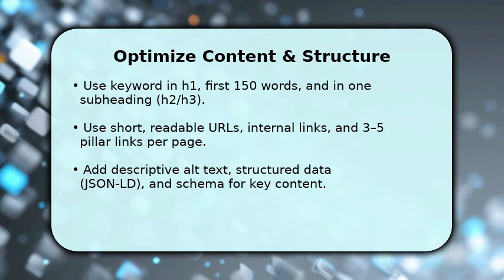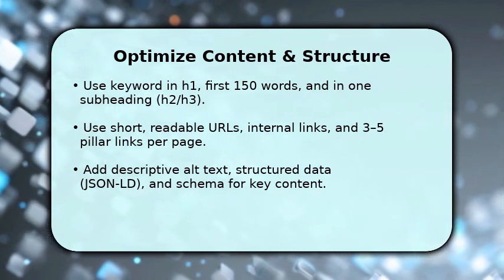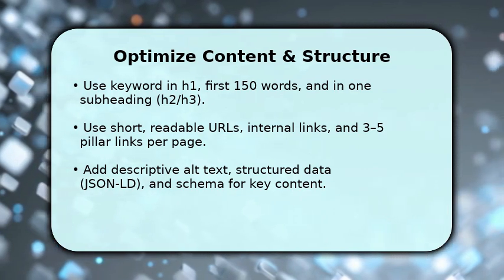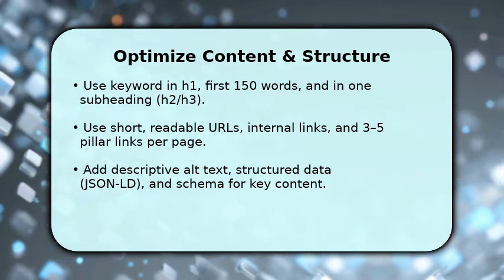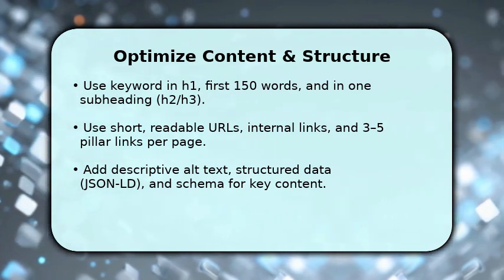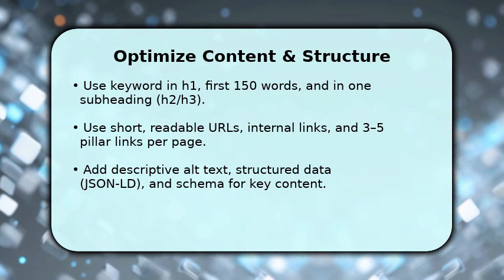Add descriptive alt text for images and use responsive images to save bandwidth. Implement JSON-LD structured data for articles or products to improve rich result chances. Once done, compress and minify assets to keep load times fast.